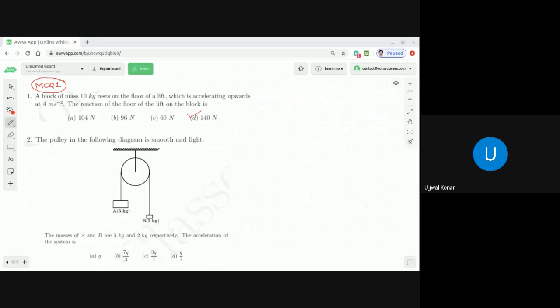So this is question number 2, MCQ 2. So what did you get? C. Yes, sir, C. Okay, wonderful. C is the correct one. Then let me go to the next one.